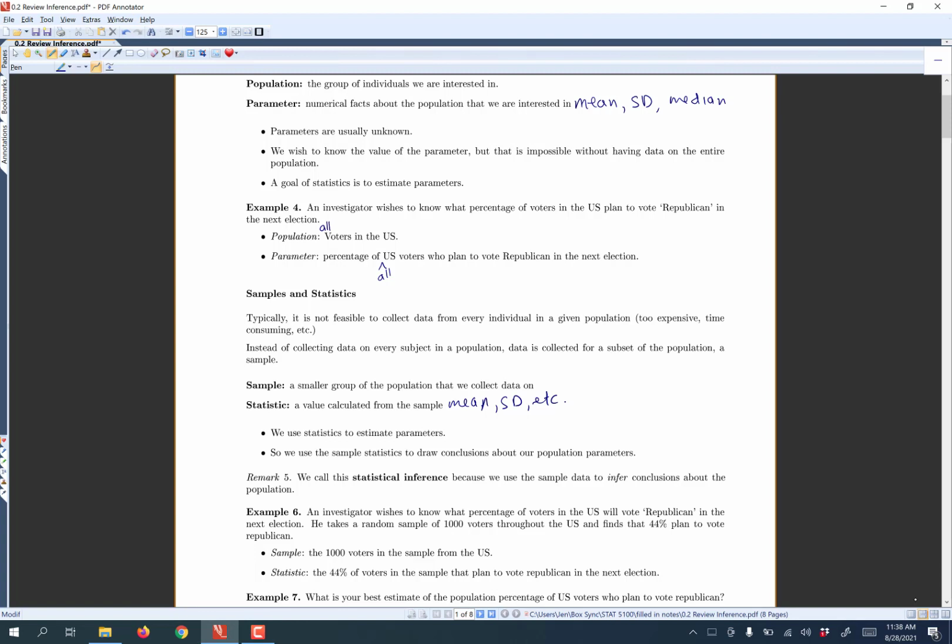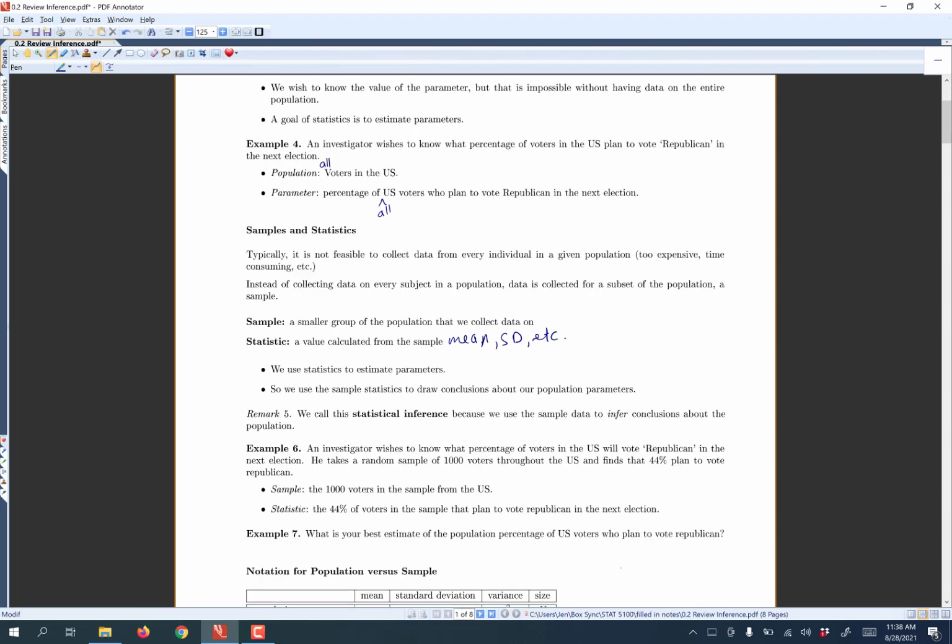So what is your best estimate of the population percentage of US voters that plan to vote Republican? Our best estimate for the population percentage would be the sample percentage. So our sample percentage of 44% is our best estimate for the population percentage.